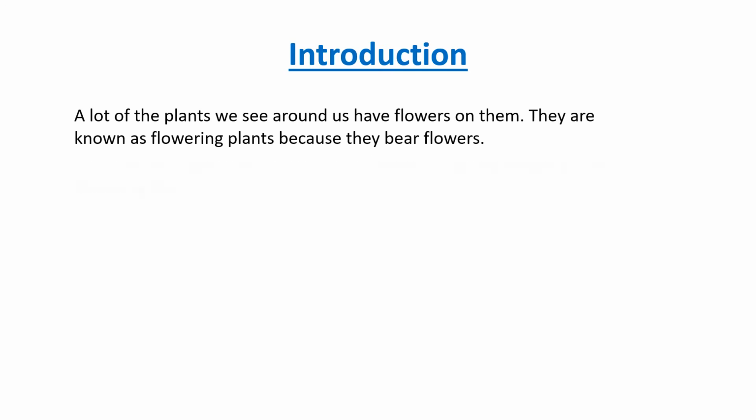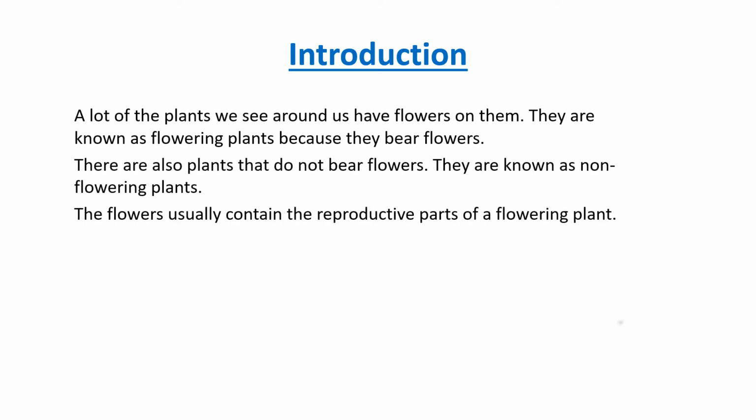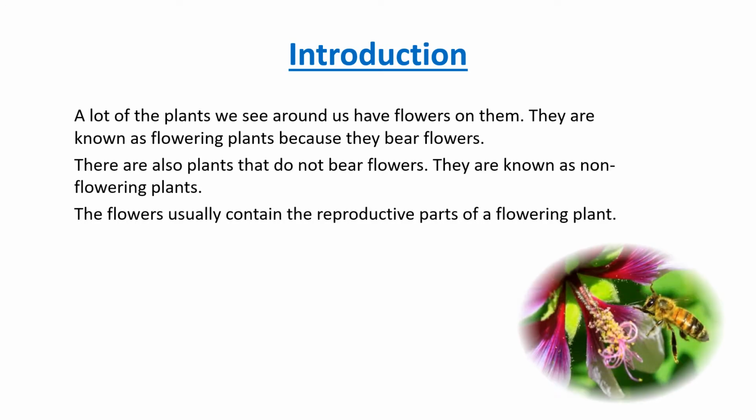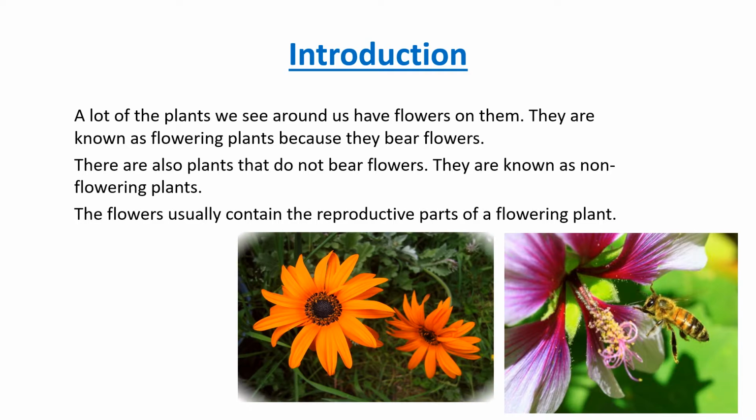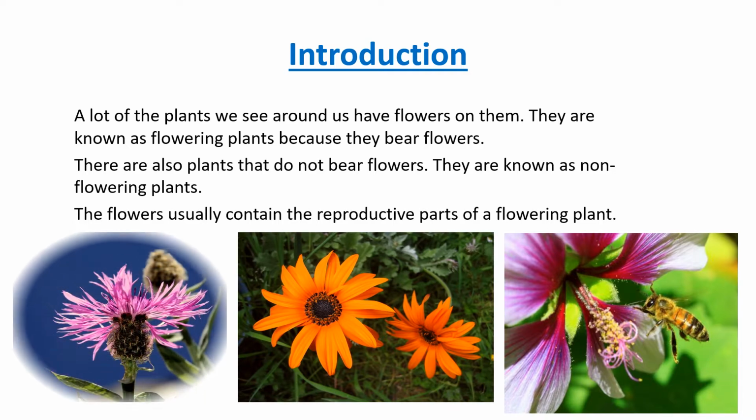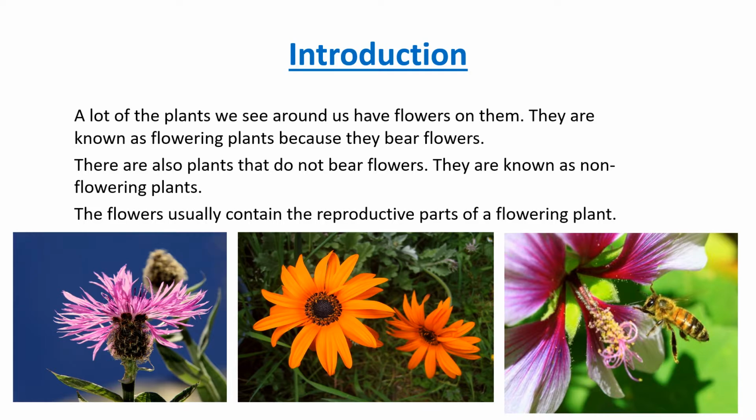Introduction. A lot of the plants we see around us have flowers on them. They are known as flowering plants because they bear flowers. There are also plants that do not bear flowers. They are known as non-flowering plants. The flowers usually contain the reproductive parts of a flowering plant.